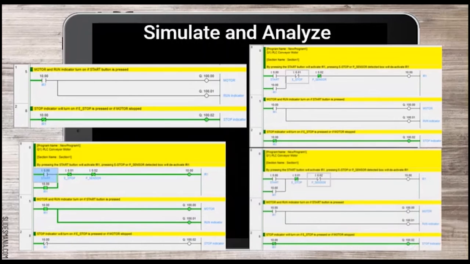So this is the last figure. When the system is on and the proximity sensor detects the box, at rung 0, the current will be interrupted. Coil IR1 becomes active low. The IR1 normally closed and normally open contacts go back to normal condition. At rung 1, the motor will stop and the run indicator is off. At rung 2, the stop indicator is on.